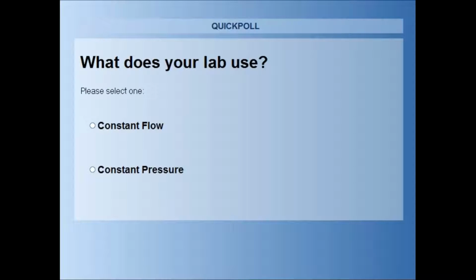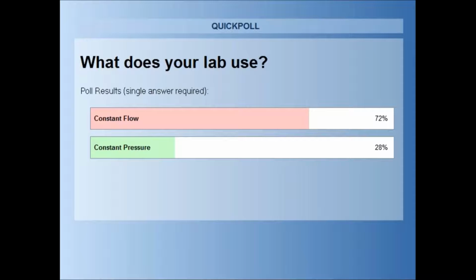I should be sharing the results now. Looks like 72% are doing constant flow, 28% are doing constant pressure.